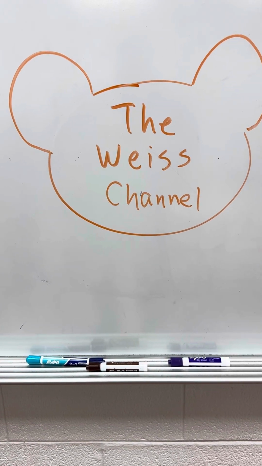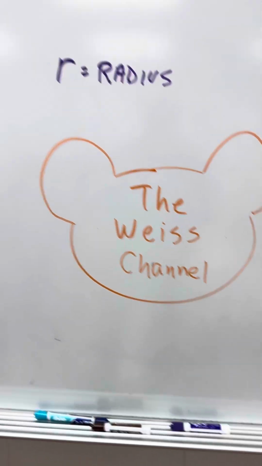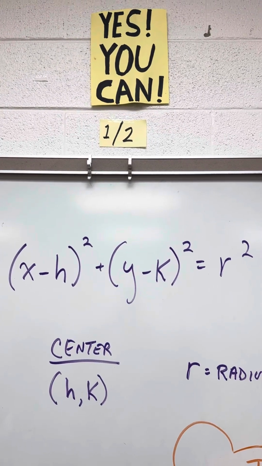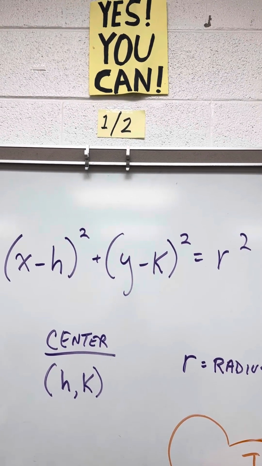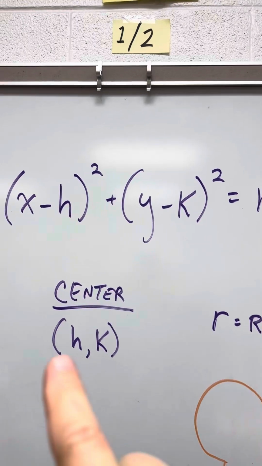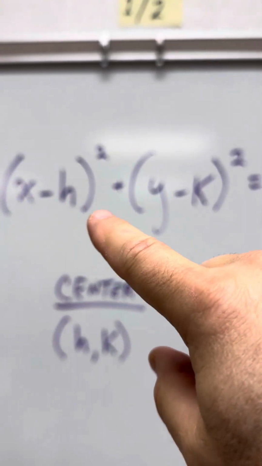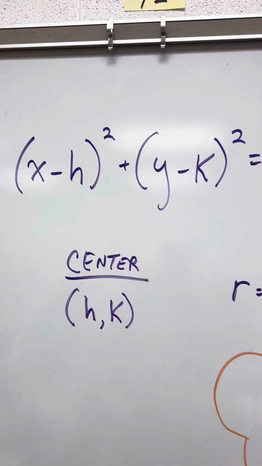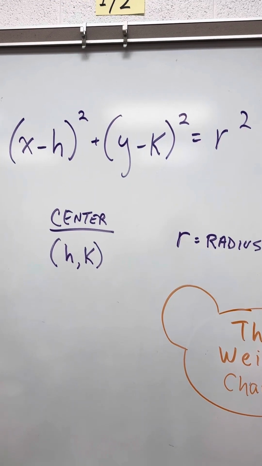Today I'm going to show you graphing circles. The generic equation for graphing a circle is (x minus h) squared plus (y minus k) squared equals r squared, where (h, k) is the center. It's x minus h and y minus k. r stands for radius.